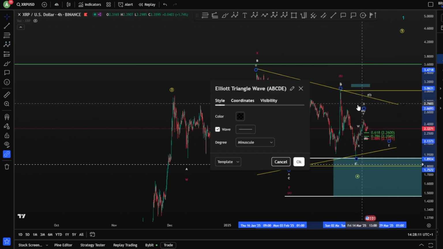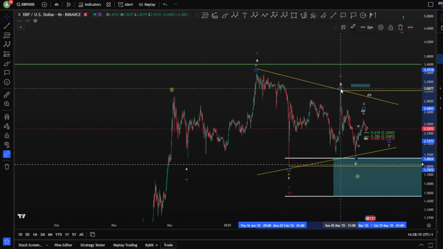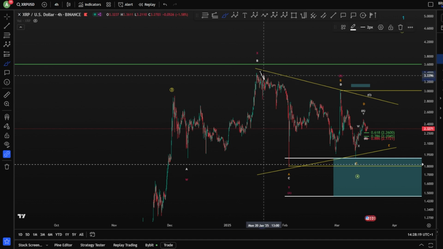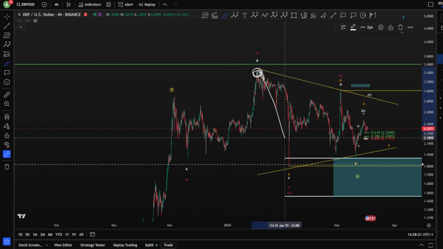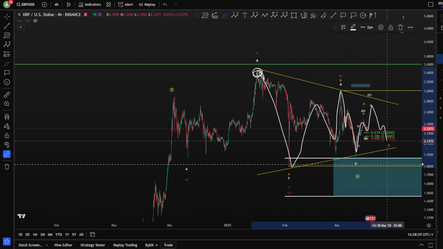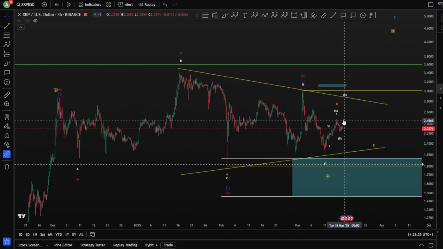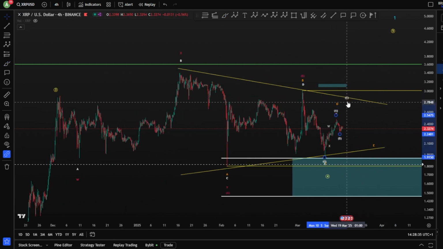Here we go. I'm going to put this in orange so we can mark it much better. Yeah. So basically, this is the triangle starting from here. A, zigzag for B as well, zigzag for the C, and then now zigzag for the wave D, and potentially one last move for the wave E. These fib levels don't mean anything anymore because of the invalidation of the impulse, right?